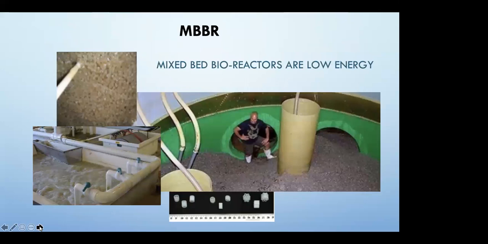These are some mixed bed bioreactors or moving bed bioreactors. All it is is media agitated, and your system water flows through it. If you look at that system on the bottom left-hand corner, it goes through the drum filter first. You can see the drum filter at the top right-hand corner of that particular photo. Then it goes into the biofilter.